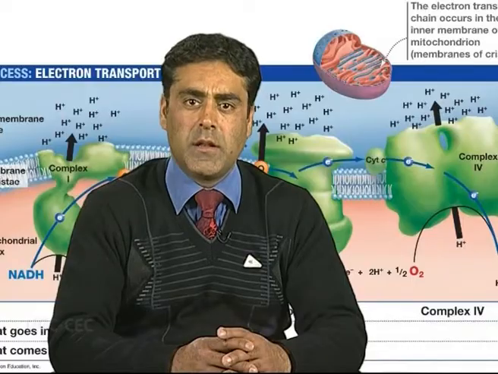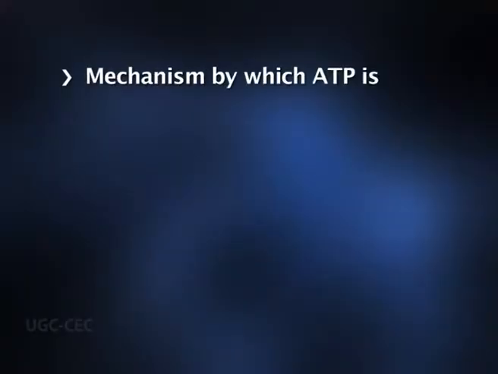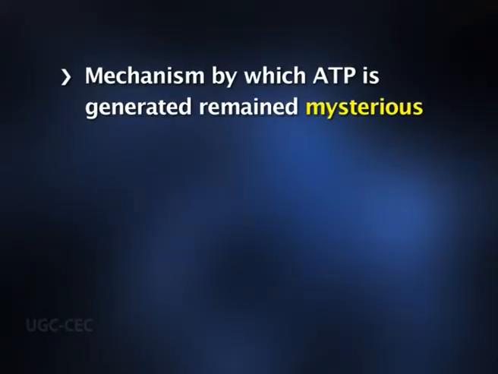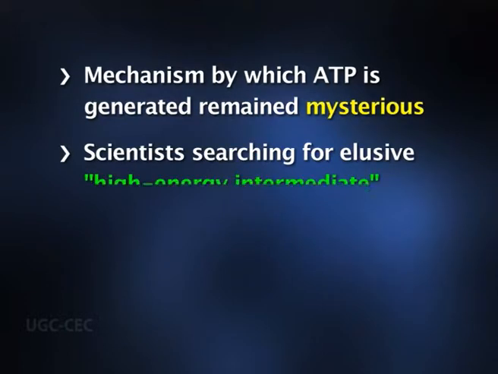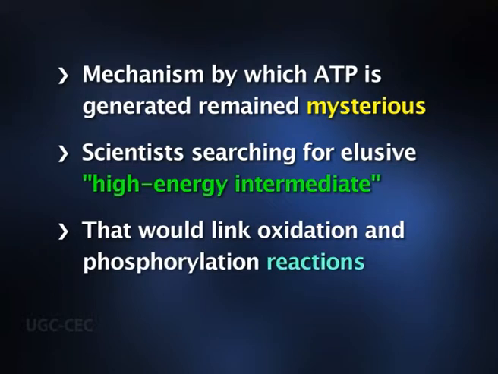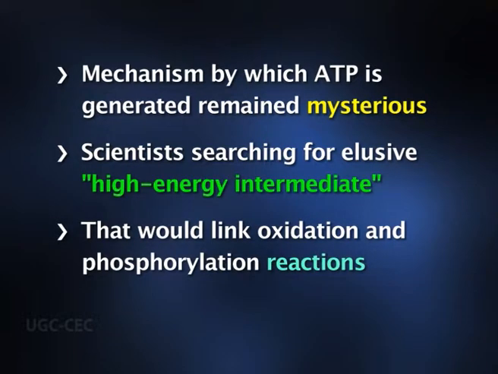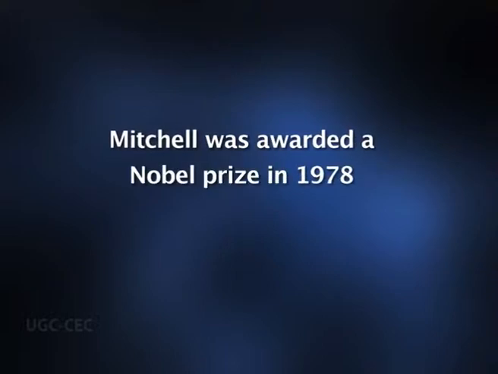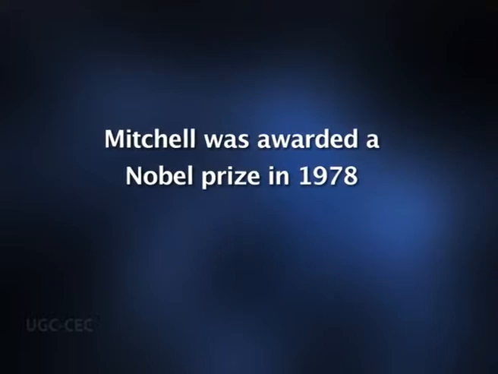For another 20 years, the mechanism by which ATP is generated remained mysterious, with scientists searching for an elusive high-energy intermediate that would link oxidation and phosphorylation reactions. This puzzle was solved by Peter D. Mitchell with the publication of the chemiosmotic theory in 1961. At first, this proposal was highly controversial, but it was slowly accepted and Mitchell was awarded a Nobel Prize in 1978.